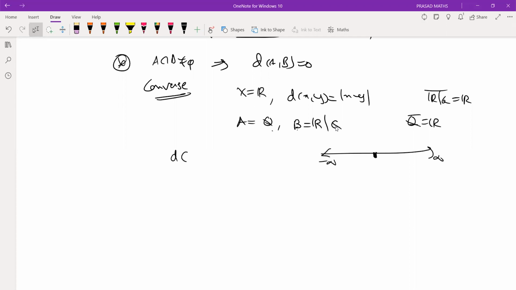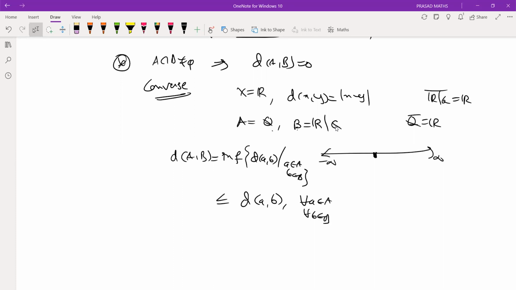The basic idea is that the distance between A and B is the infimum of d(a, b), where a is in A and b is in B. But the distance is a lower bound, therefore it is always less than or equal to d(a, b) for every a in A, b in B. In particular, I can take a equal to 2 by n, because 2 by n is a rational number for every n, and b equal to root 2 by n. Root 2 by n is always irrational.